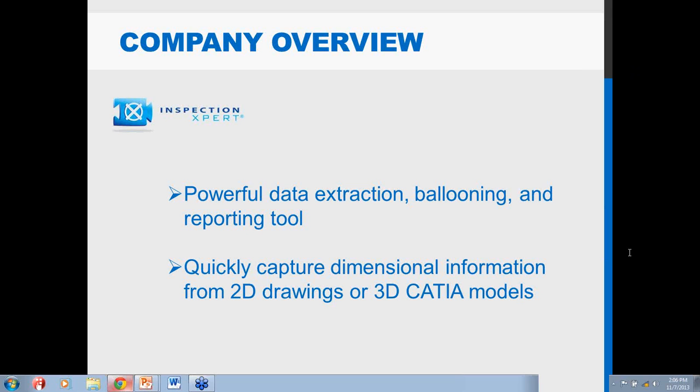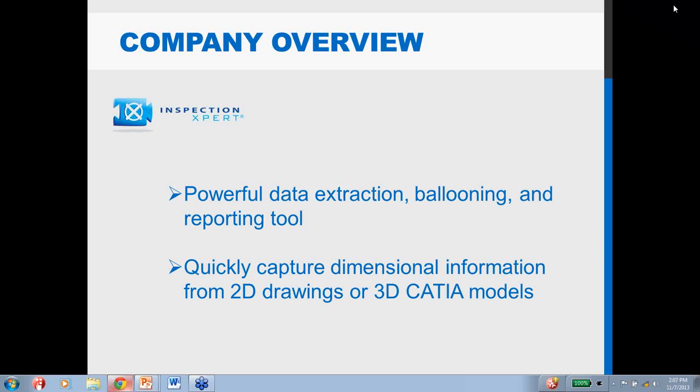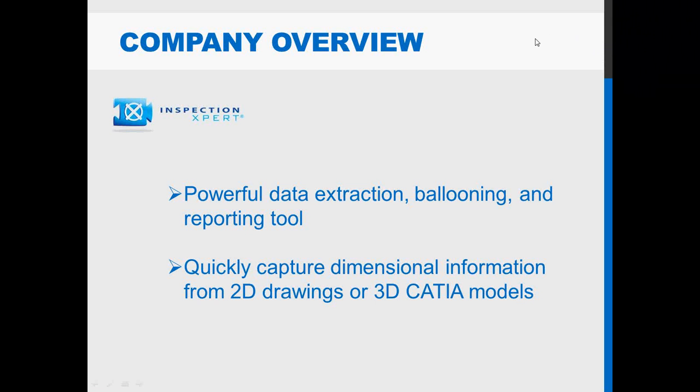So companies use InspectionXpert to help with automating their quality inspection documentation. So the ability to create standard or custom reports for first article, AS9102, PPAP, etc. And we do that by working with 2D drawings in, for example, PDF or even in various CAD formats, or with 3D CATIA models and pulling information from those to very quickly create your balloon inspection prints and your inspection report forms.